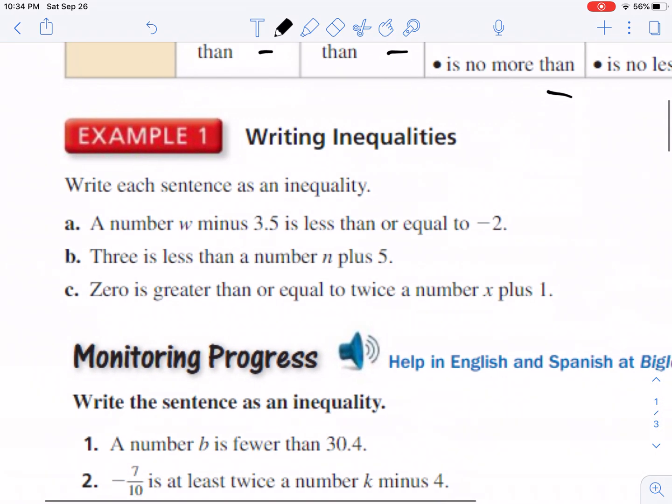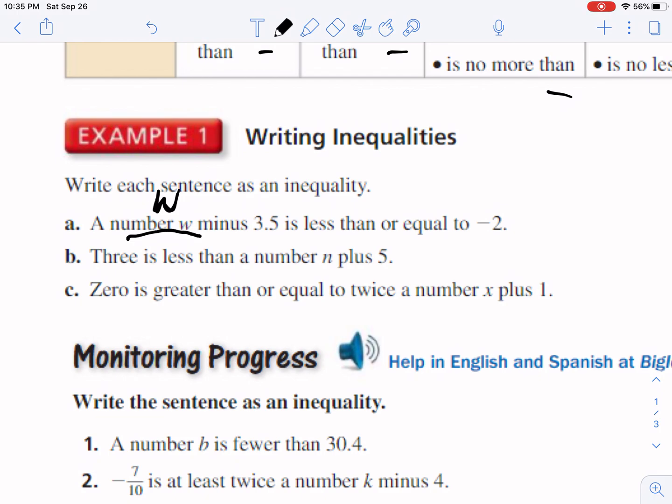So when we're writing these inequalities, it says write each sentence as an inequality, okay? So we read the sentence and we're going to look for keywords here to help us understand how to write our comparison here, okay? So it says a number w, so they're telling us the variable we're working with, a number w minus 3.5 is less than or equal to negative 2. Okay, so we always read these once and then we go back and try to translate it. So a number w, so I have my number here. Excuse me for saying variable earlier. We're talking about it as a number, so it's a definitive number w.